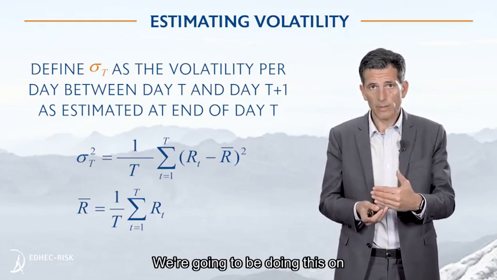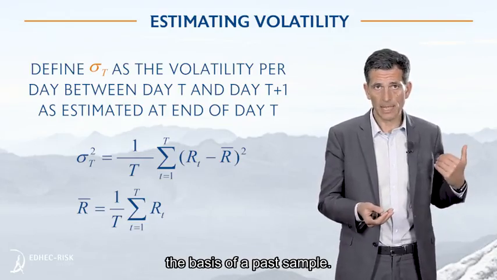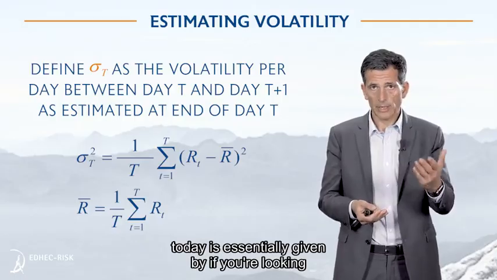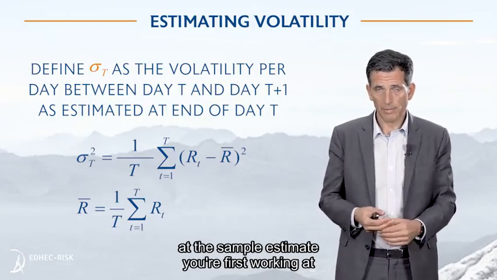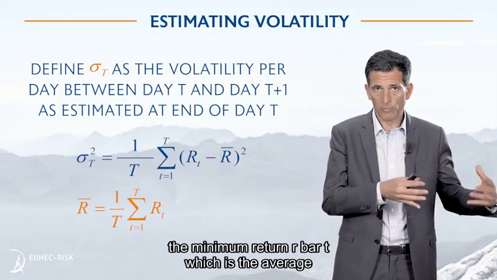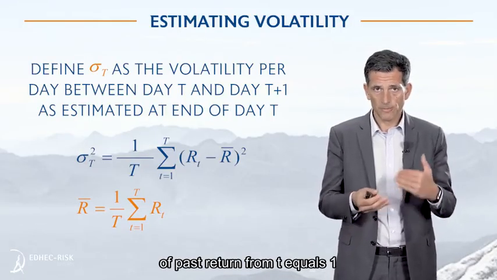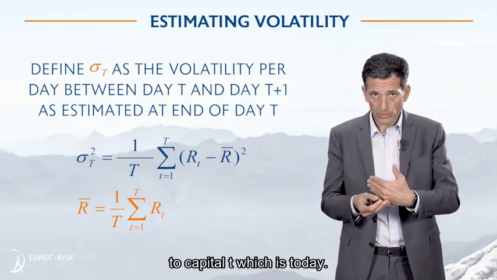And we're going to be doing this on the basis of a past sample. So your estimate today is essentially given by, if you're looking at the sample estimate, you're first looking at the mean return, R bar t, which is the average of past returns from t equals 1 to capital T, which is today.